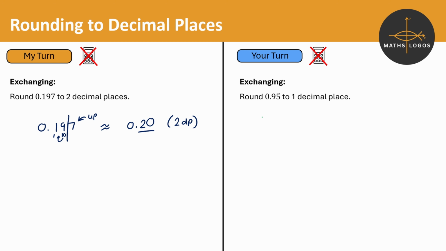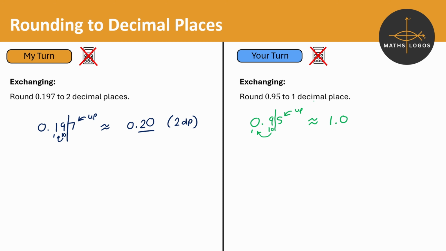So round 0.95 to 1 decimal place. So write down your 0.95. 1 decimal place, so I'm only expecting 1 decimal place in my answer. The digit 9 is where my first decimal place is. I'll draw my line. It's a 5, that tells me I need to go up. So this digit 9 would go up to the number 10. Now I can't have that 10 there, so I need to exchange for 1 unit. So my answer is going to be 1.0.